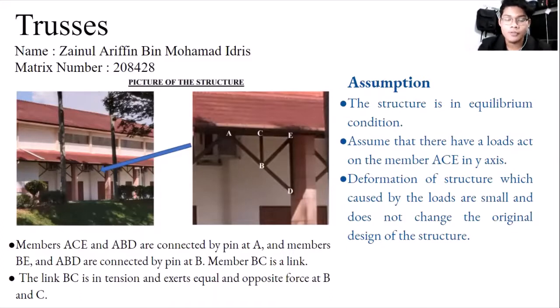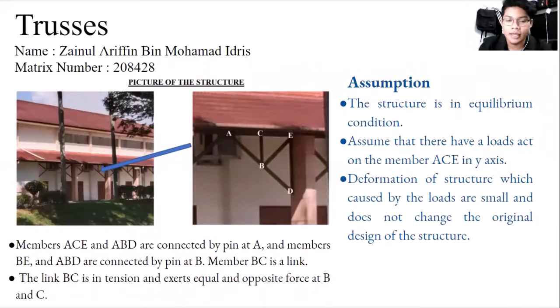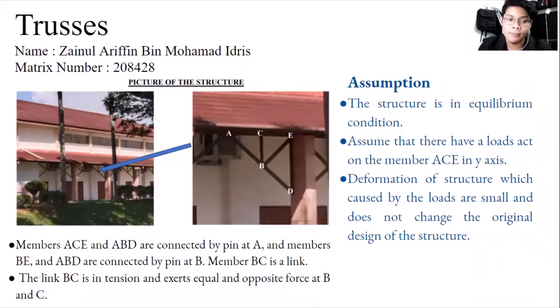And today I will present to you about the analysis of frame structure that we have chosen. This is the picture of the frame structure which is located at one of the buildings at SMK Sultan Yusuf. Notice that each of the joints of the structure have been labeled as A, B, C, D, and E. Based on the structure, we have developed a few assumptions, which is members ACE and ABD are connected by the pin at A, and members BE and ABD are connected by pin at B.